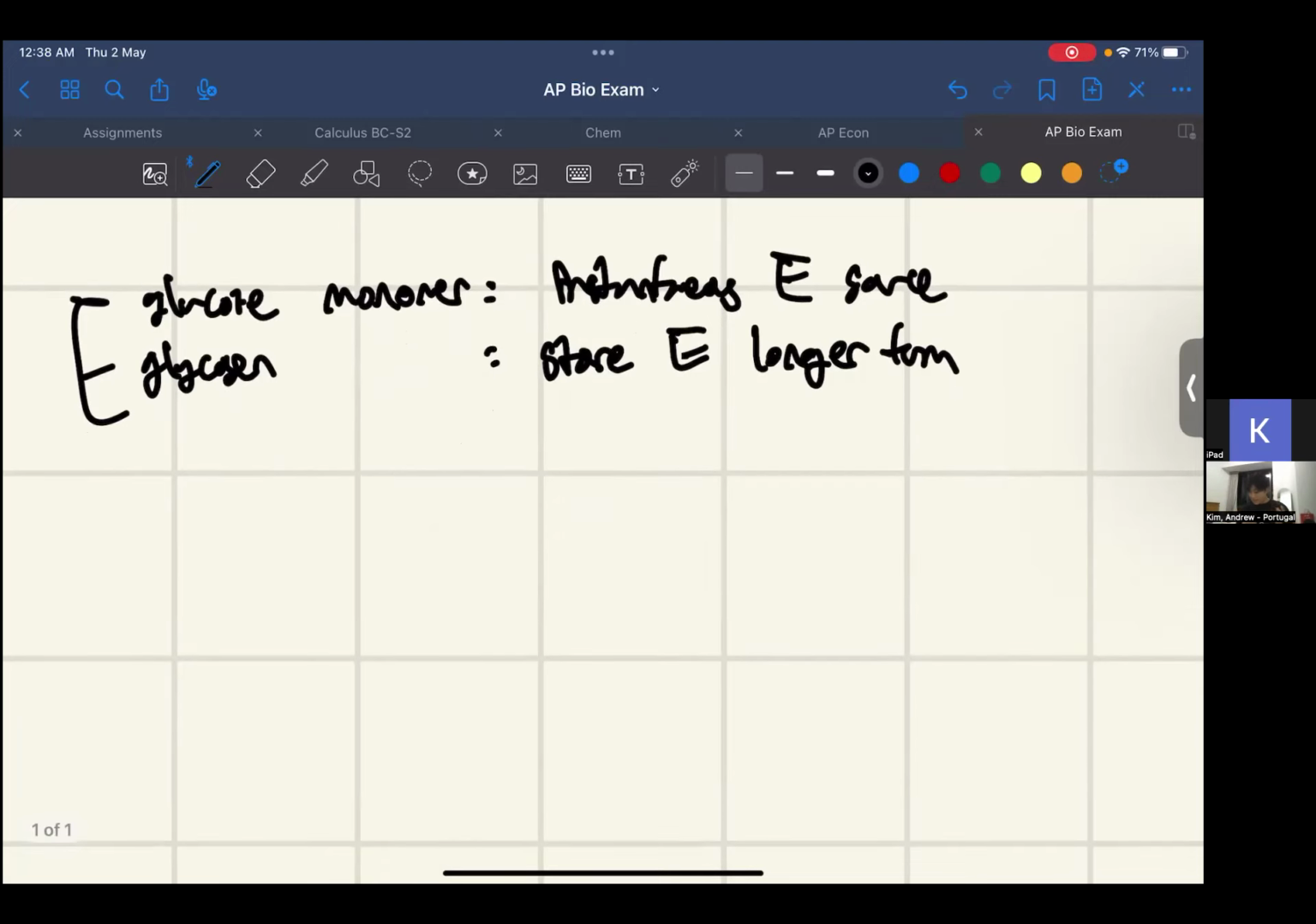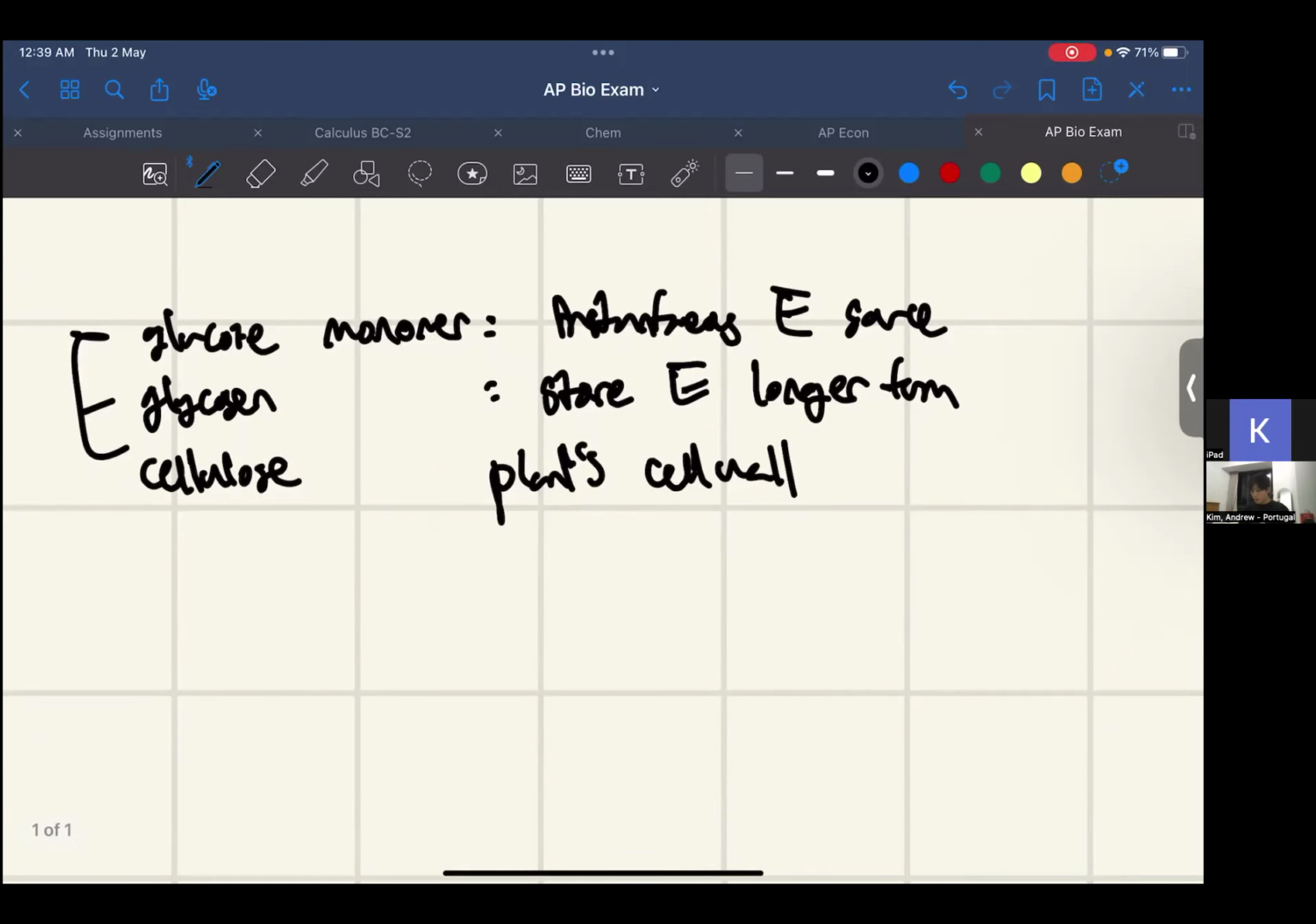So glycogen. The last one is cellulose. Now, cellulose is used for the cell wall. So in the next unit, we will be learning about different types of cells, cell structures, and one of them will be plant cells. And when we learn cells, we're going to learn about their cell wall as well. So cellulose will appear in the next unit. So just remember. Now let's move on.